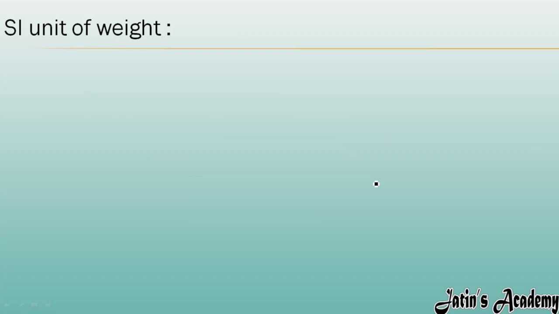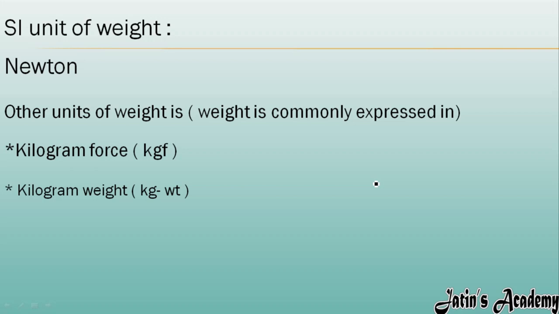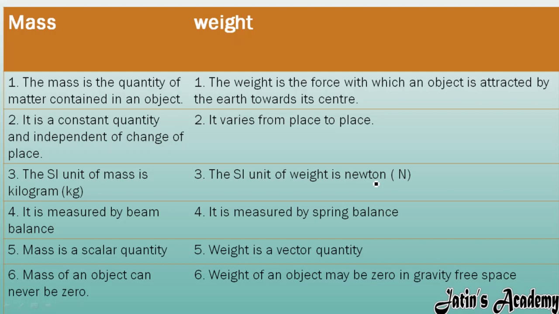Next, we have the SI unit of weight. So what is the SI unit of weight? SI unit of weight is Newton. Other units of weight which we commonly use are kilogram force and kilogram weight. Now this is the main difference between mass and weight.